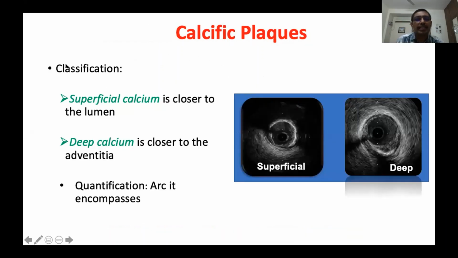And how do you classify fibrocalcific plaque? Based on their location, it is classified into superficial, which is closer to the lumen. This is superficial calcium, which is closer to the lumen. And the second one is deeper calcium, which is closer to the adventitia. So this is deeper calcium, and this is your superficial calcium. How do you quantify calcium? By measuring the arc it encompasses. So here, this calcium encompasses 200 degrees along the circumference. So this is how you classify calcium.